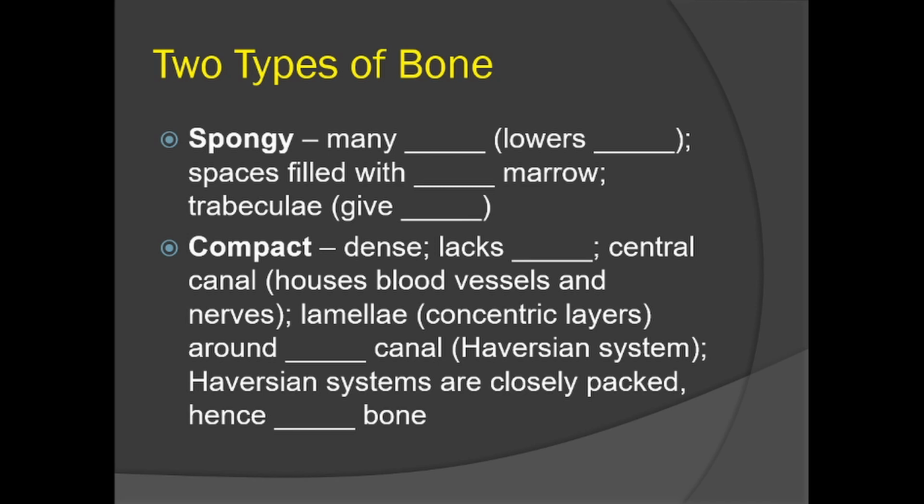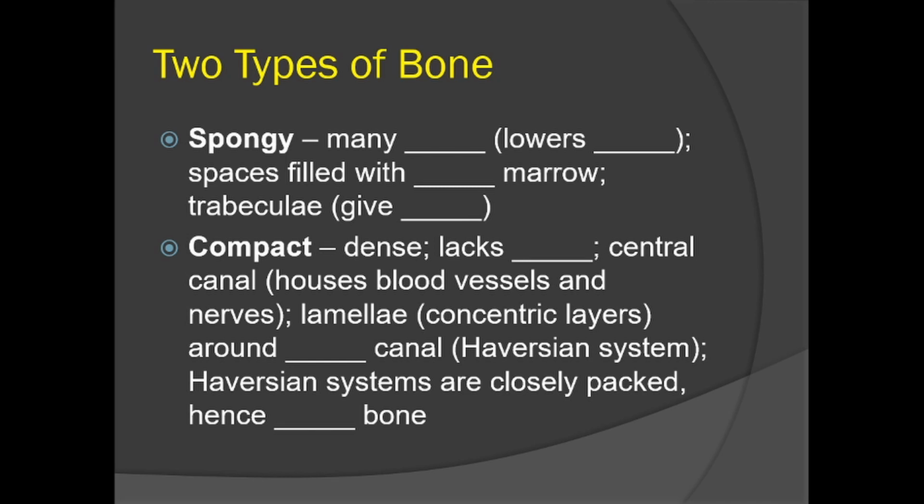And there are these cross struts, I guess you could say, that are found within spongy bone, and the trabeculae give strength to the spongy bone. So yeah, it has a lot of spaces in it, but it's got these cross members that are going back and forth in diagonal patterns and giving a lot of strength to that spongy bone.